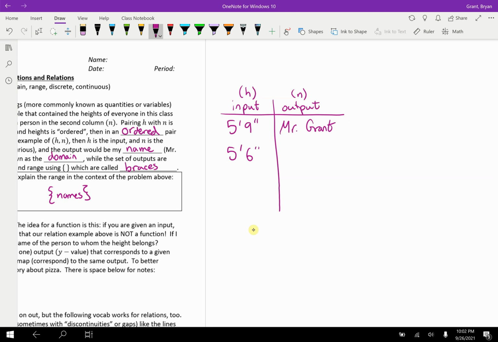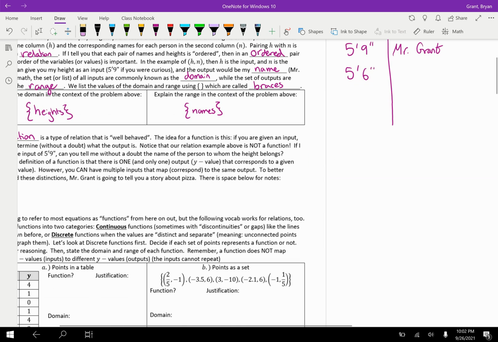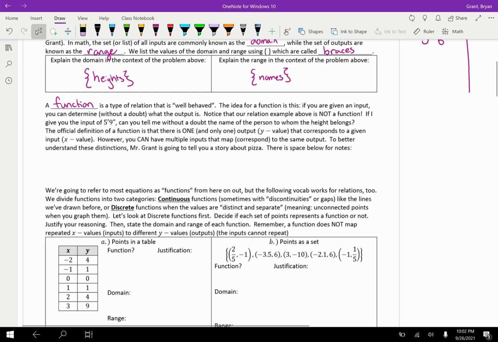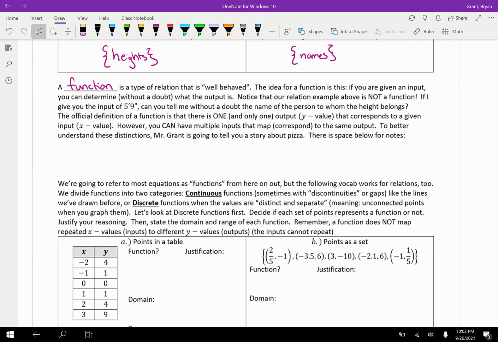Maybe it belongs to Lily, maybe it belongs to both of them. But if I say 5 feet 6 inches tall, if you can't definitely tell me the exact one person that this maps to or corresponds to, then this is not a function. Now, that might sound a little confusing, so I'm going to give you a quick story about pizza to really hammer home the idea of a function versus just a relation.